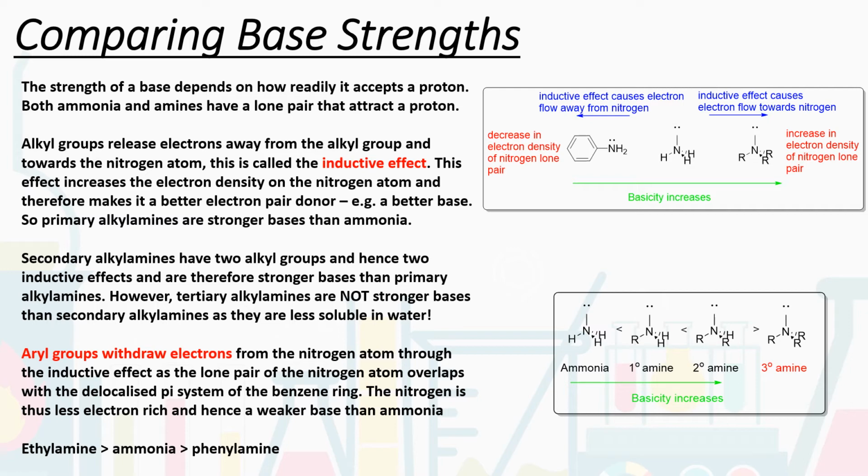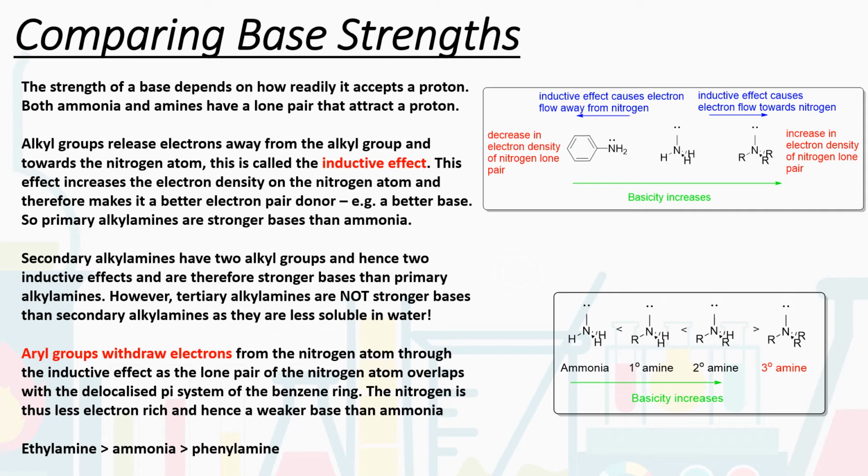So primary alkyl amines are stronger bases than ammonia. Secondary alkyl amines, where we've now got two alkyl groups and hence two inductive effects, are therefore even stronger bases than the primary alkyl amines. However, the important distinction is that tertiary alkyl amines are not stronger bases than secondary. Even though there are now three alkyl groups, so three inductive effects, which you think would massively increase the electron density, these tertiary alkyl amines are much, much less soluble in water. There's now much more non-polar carbon part of the molecule, which means they're far less soluble in water and less able to act as a base easily.